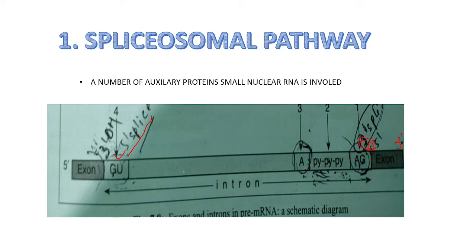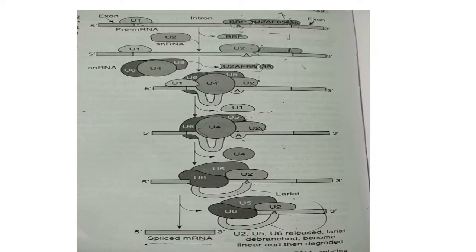If you understand this, then we can go to the machinery part. So let's begin. As I have told you, in this spliceosomal pathway, first of all the snRNA comes into play. What are snRNA? These U1, U2 and U2AF, F65, all these are known as the snRNA, that is small nuclear RNA. So first an early complex is formed. You can see here in the first diagram, this is known as the early complex.